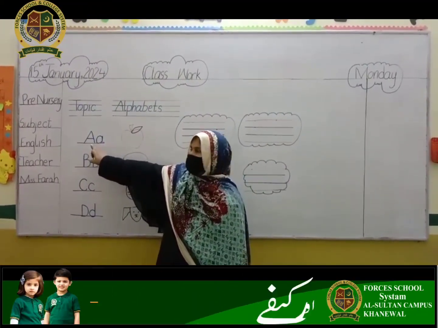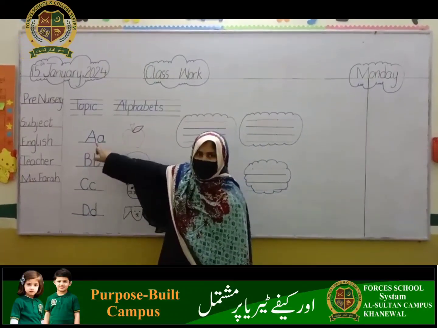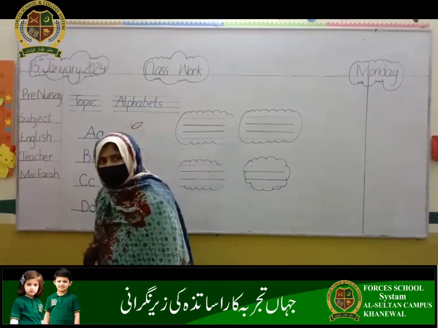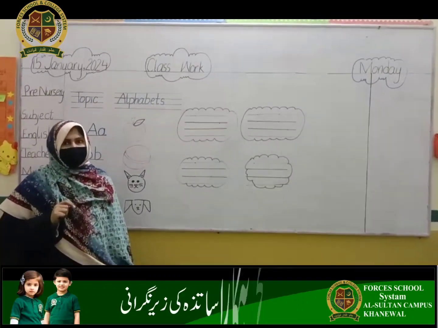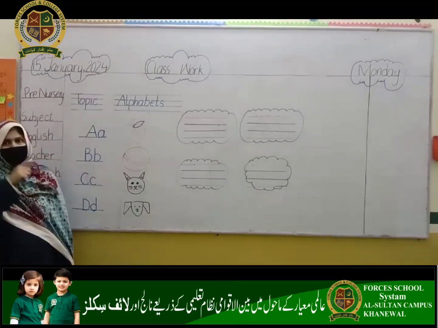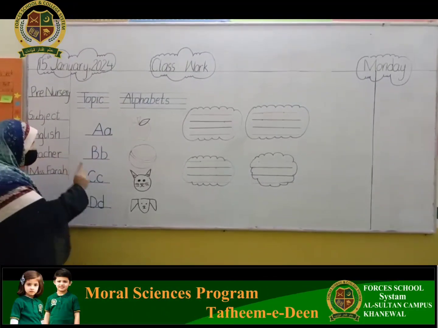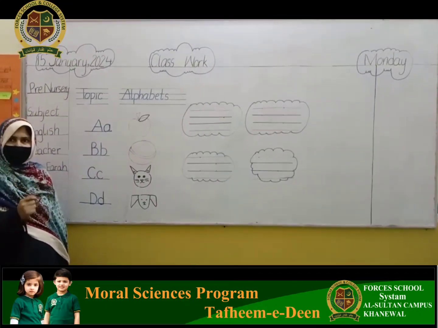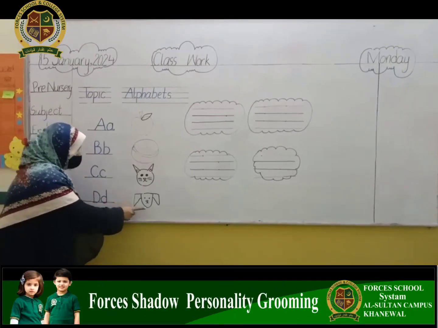A. A for apple. A for apple. Apple. A for apple. And the sound is apple. B for ball. Ball. C for cat. Cat. The next letter D. D for dog.